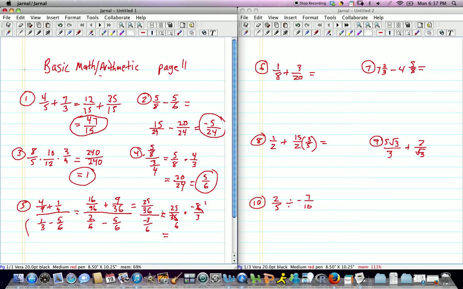So now I can multiply across the top, and I have 25 times 1, which gives me -25 because the negative's still there. On the bottom, instead of having 36 times 3, I have 6 times 3, which gives me 18, which is much easier to deal with, and that will end up being my final answer.